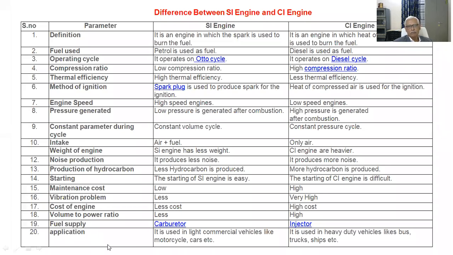And applications: the SI engine is used for light vehicles like motorcycles, cars, etc., and also for racing cars and racing bikes. Whereas CI engines are used for all heavy applications, including ships and even mining vehicles. And in farm fields, 90% of applications are tractors. We have several types of tractors, and all of those use only this engine.